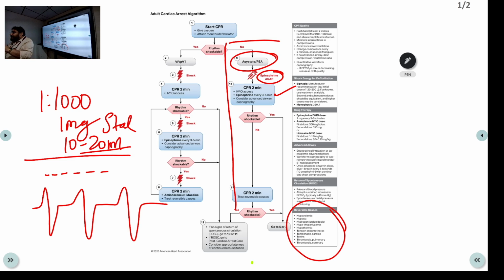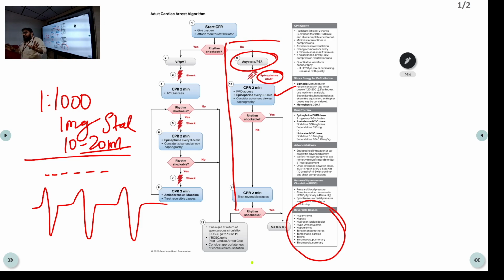For the time being, remember these are the 5 H's and 5 T's of cardiac arrest, for a non-shockable or a shockable rhythm. Whichever it is, these are the reversible causes of cardiac arrest. So in a nutshell, we have completed this algorithm. You have to remember what we have discussed today.